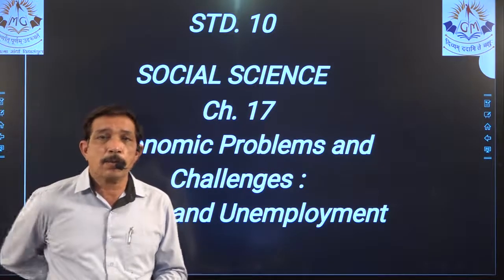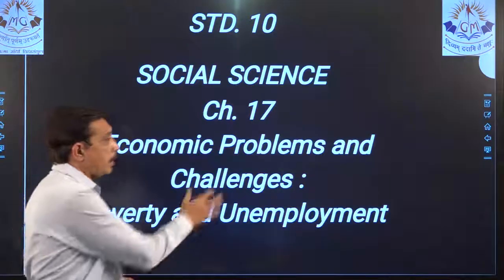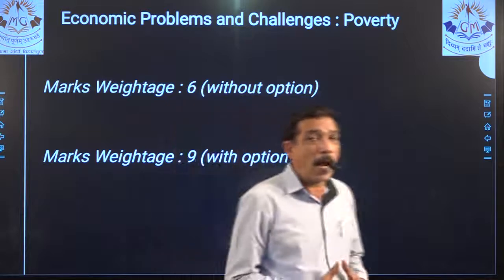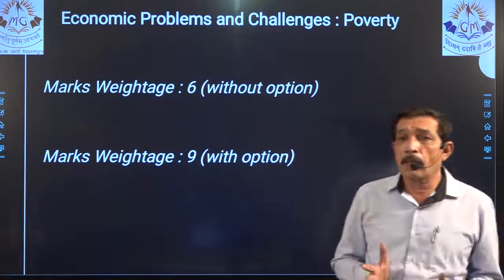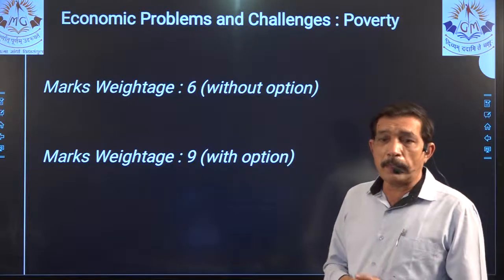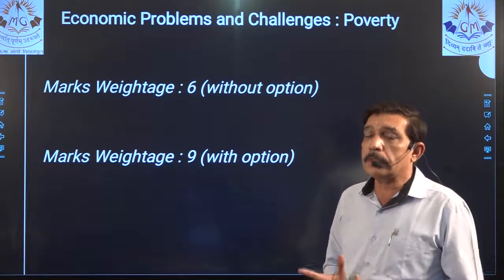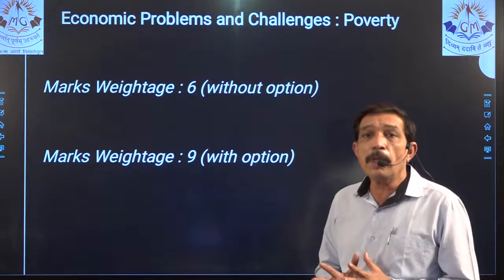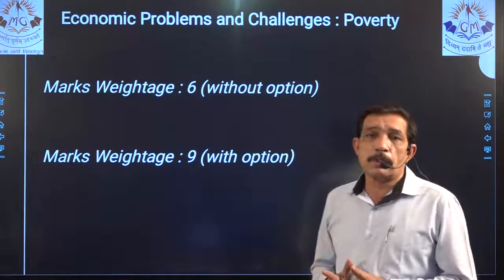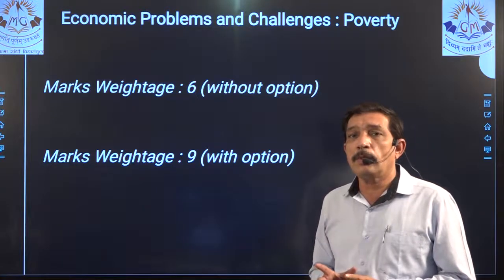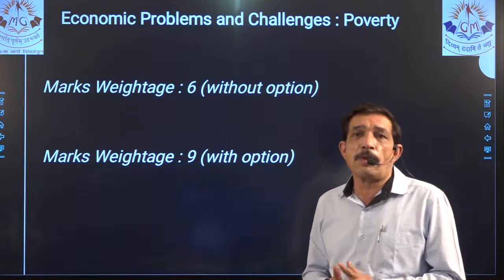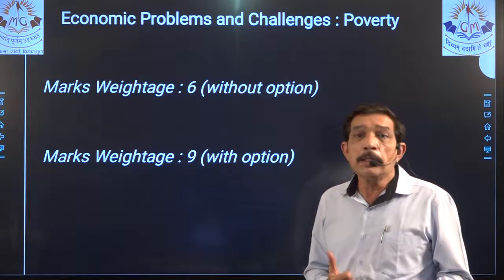For those who might have missed it or are starting fresh, this particular chapter has a total of 6 marks allotted in the board paper. That means without options, 6 marks will be asked from this chapter. So 2 questions of 3 marks will be found in section C, and if you have thoroughly prepared this chapter, you can answer both questions.